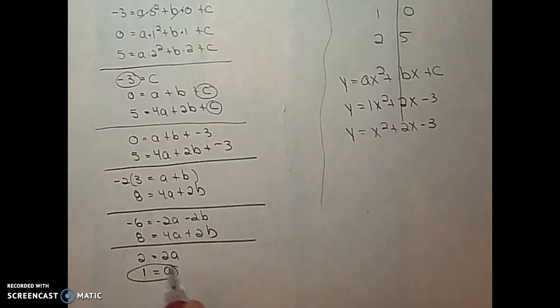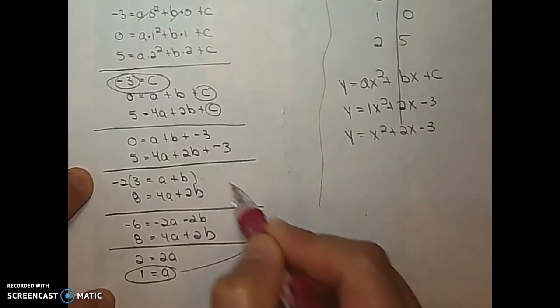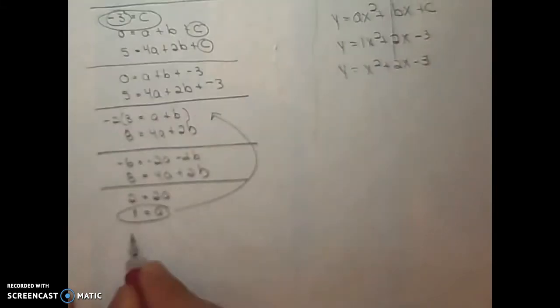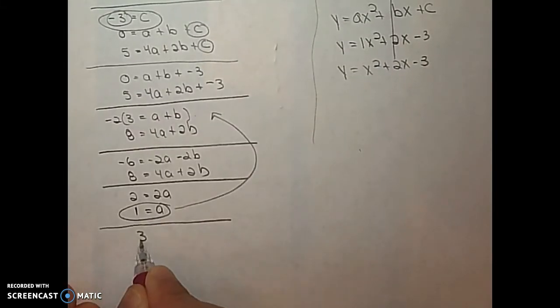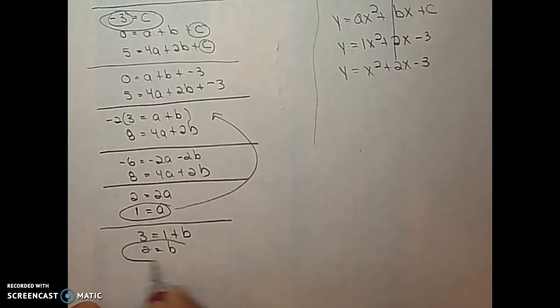So far I have a is 1. I have up here c is -3. Last, I'm going to plug it in to solve for b. I'm going to come back to this equation here. So I'm taking this, plugging it in here. So we have 3 equals 1 plus b. Eventually, I get b is equal to 2.